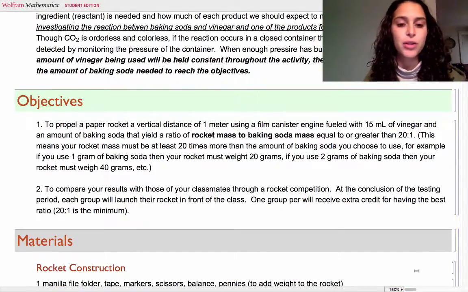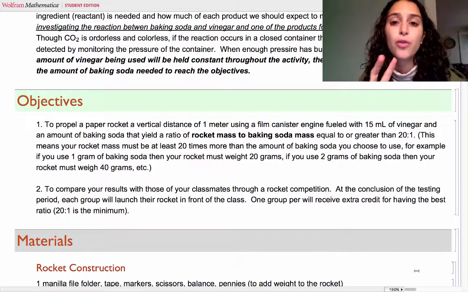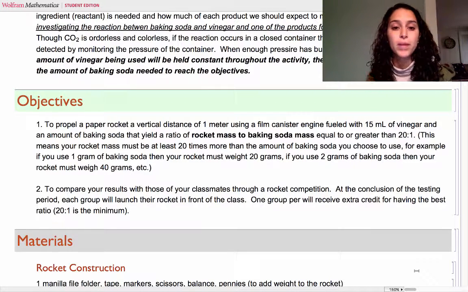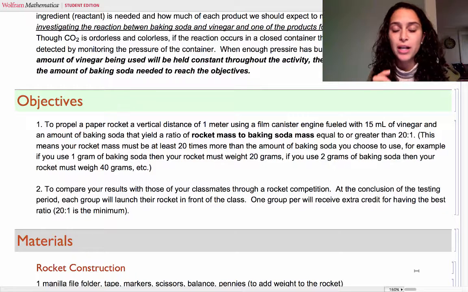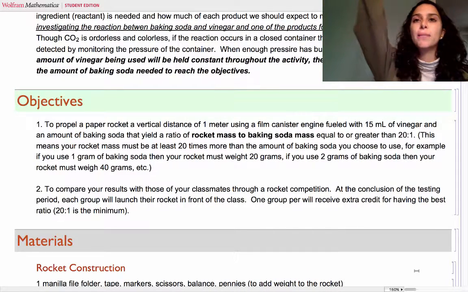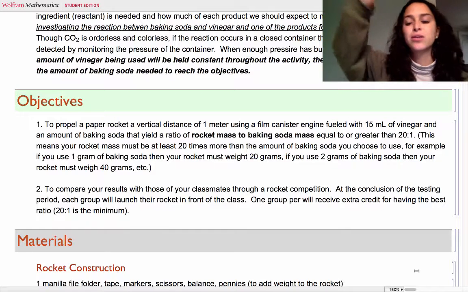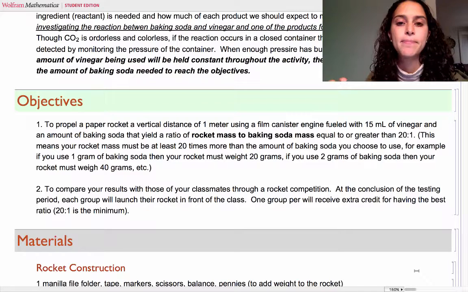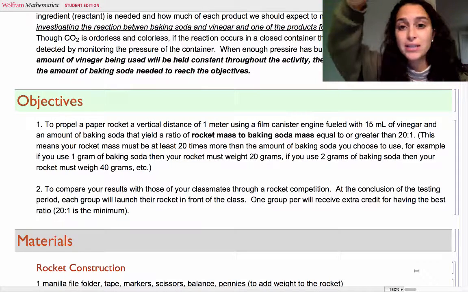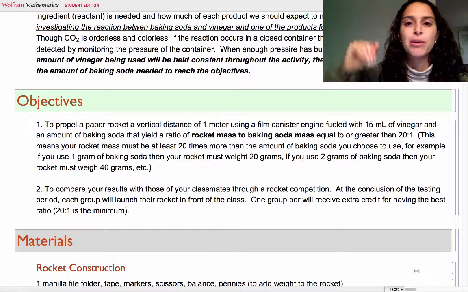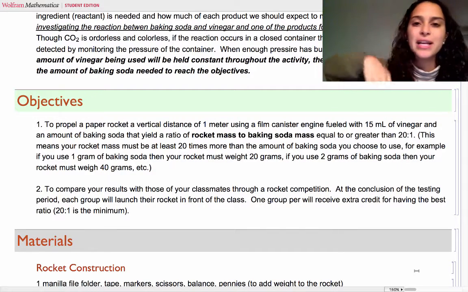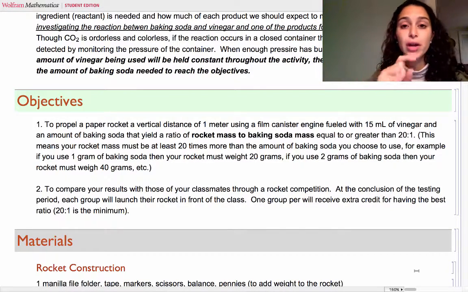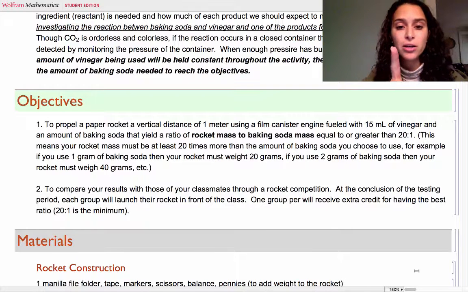Our objectives for this, there are two goals for this competition. One, you're going to make your rocket out of paper and you want it to go at least 1 meter high. The competition is not about whose rocket can go the highest, because all we care about is that it goes at least 1 meter. Any higher than that, it doesn't make a difference. So you have to get it at least over 1 meter, and then this is where the baking soda and vinegar comes in.